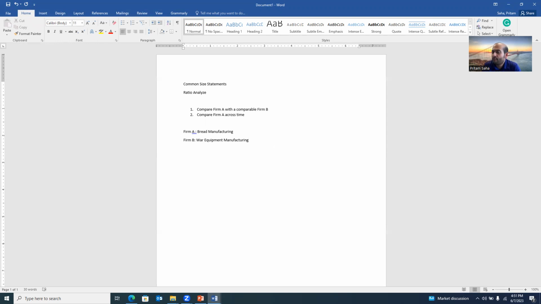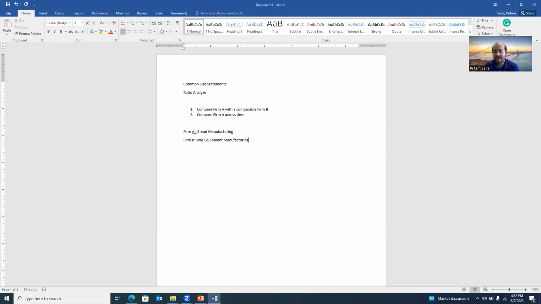For firm A, what are the inventories? That could be wheat, flour, some oil, some water, or some finished bread, which is easy to sell. So very highly liquid. On the other hand, what could be the inventory for firm B? It could be metals to produce arms, bullets, and things like that. It could be very complex machinery or equipment. That could be the inventory, which may not be very liquid.